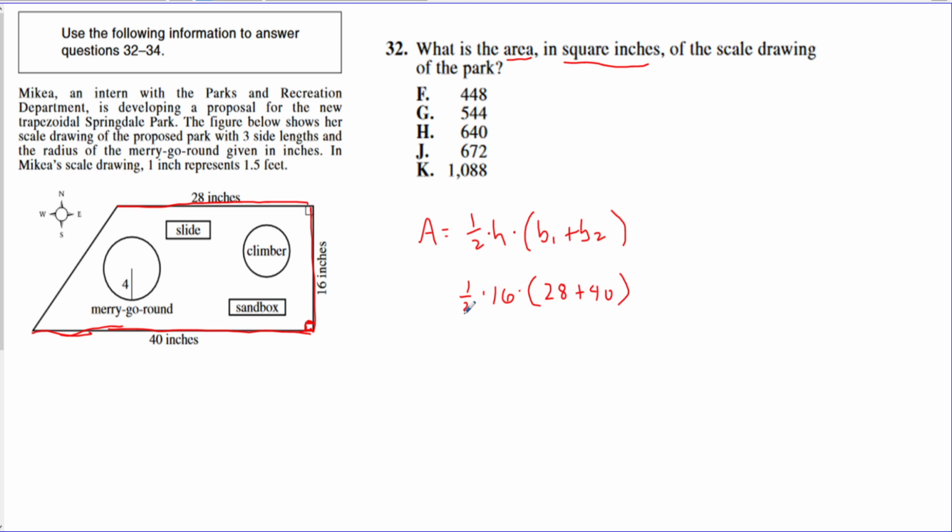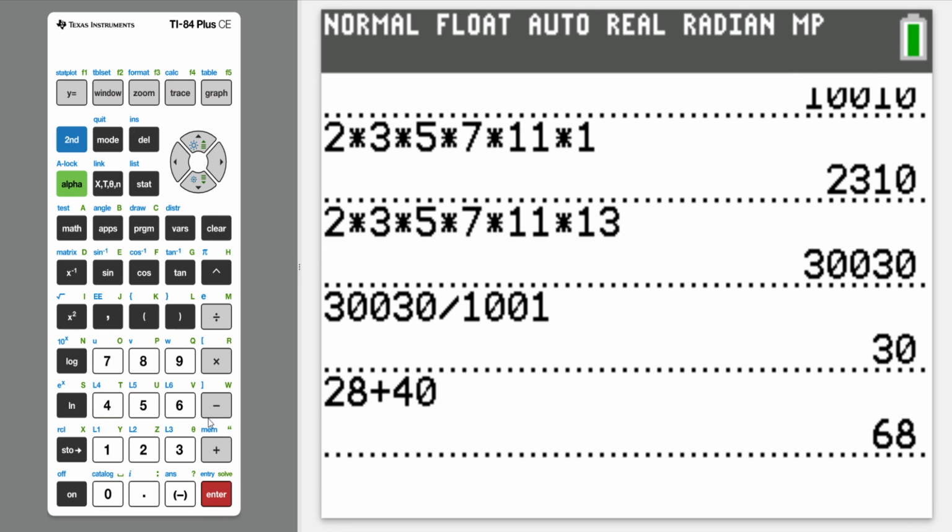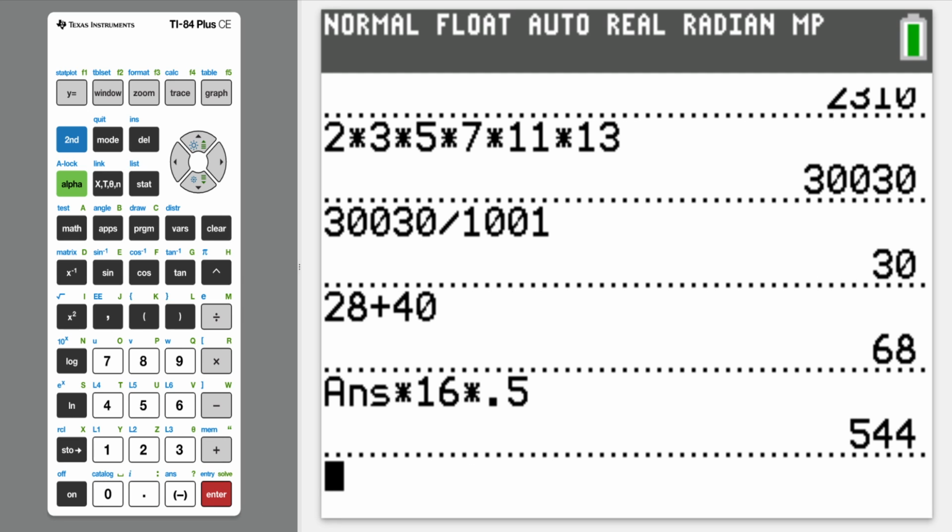So again, I'll go to my calculator, let it do some of the work for us, right? So I'm going to say 28 plus 40, right? I got to do PEMDAS, okay, times 16, okay, times 1/2, which I'm just going to put in as 0.5. And that looks like 544. So that's the total area.